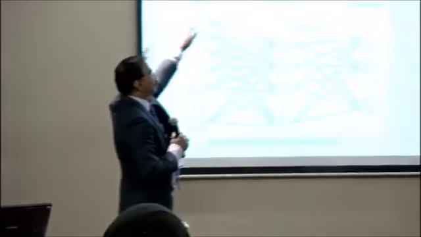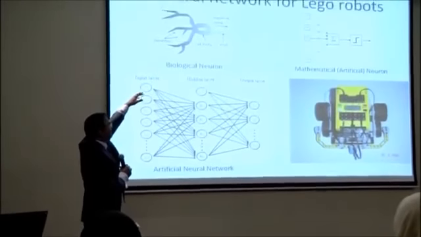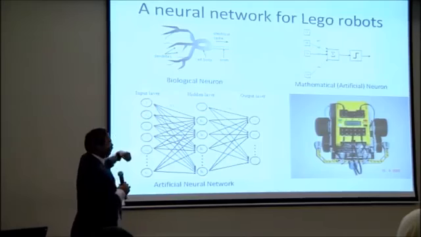So this is how a biological neuron looks. We have axons that connect two neurons. There are dendrites through which the signal is processed. And this is what happens in a human brain.